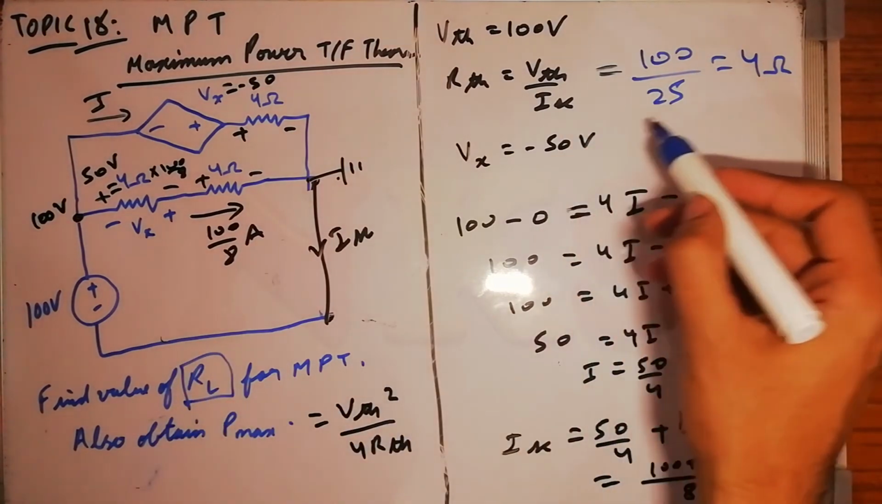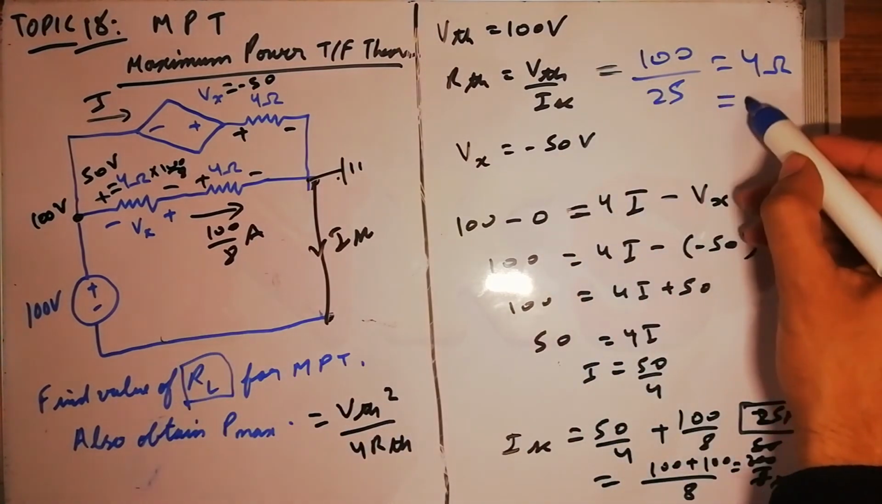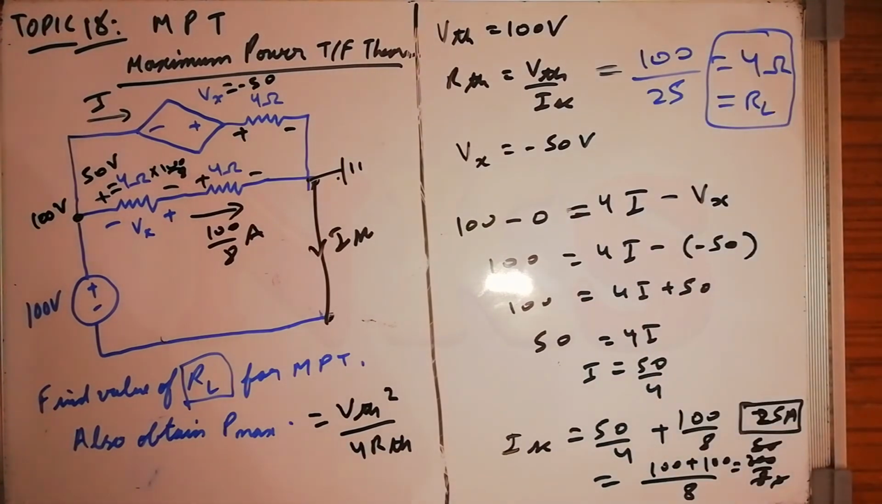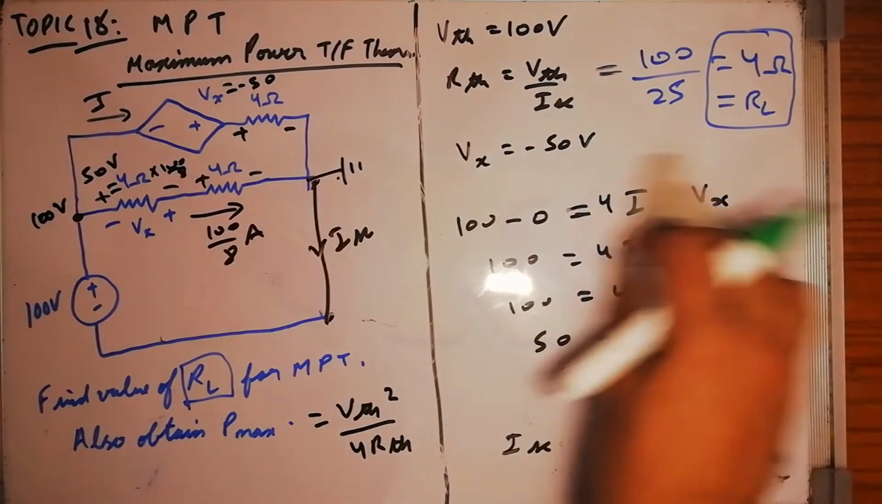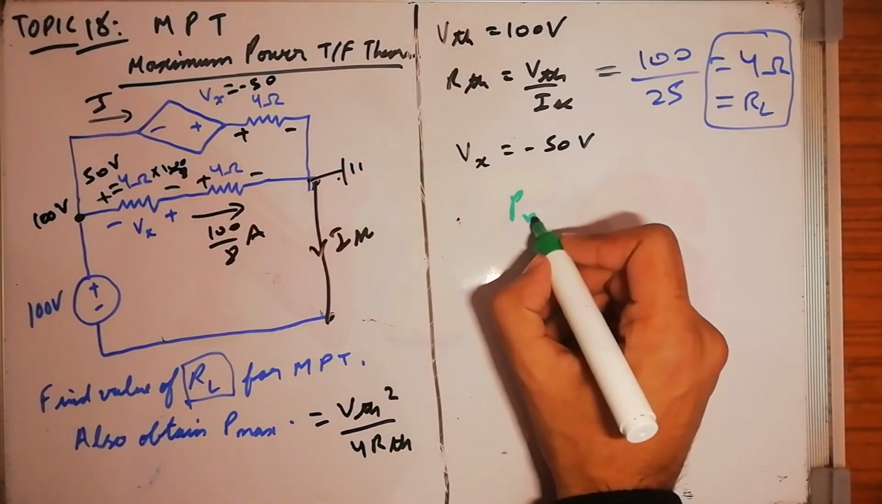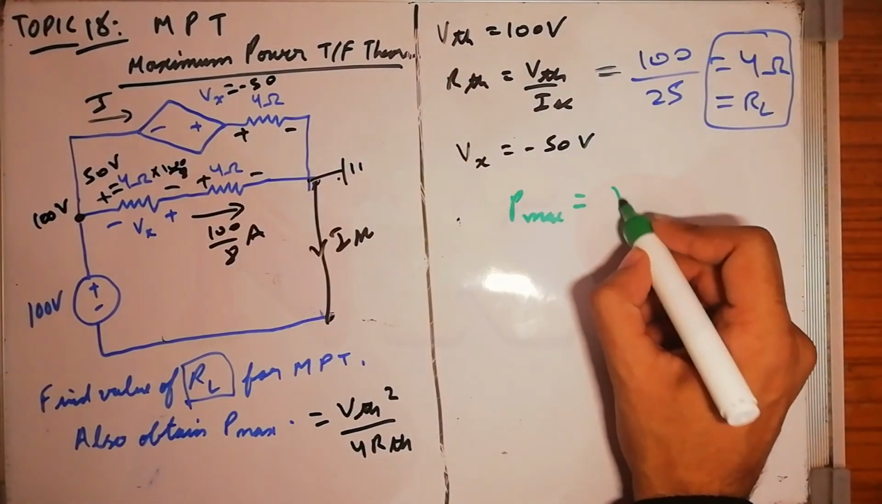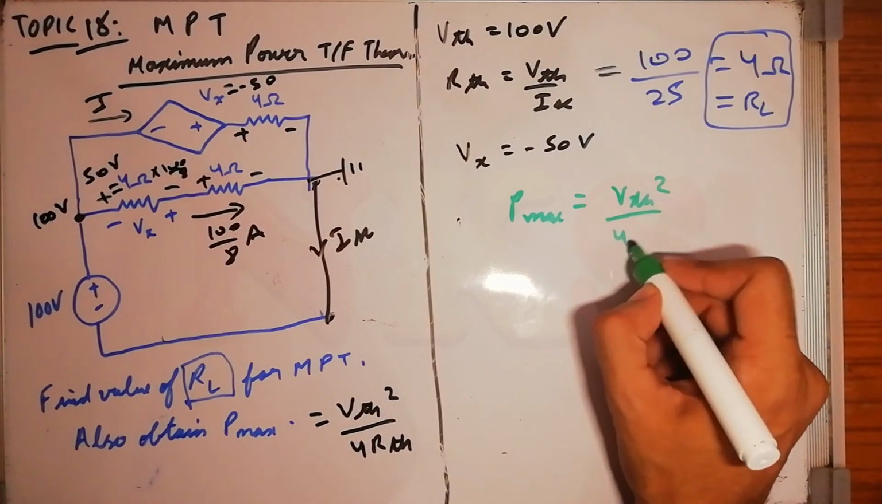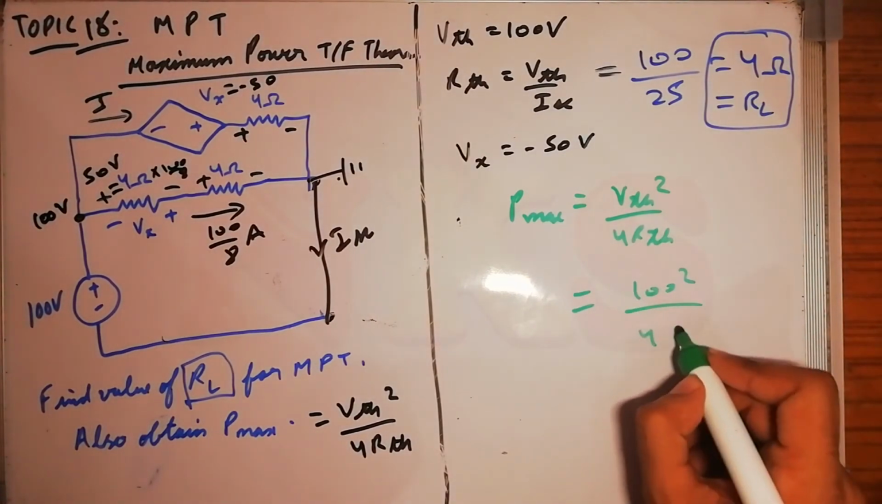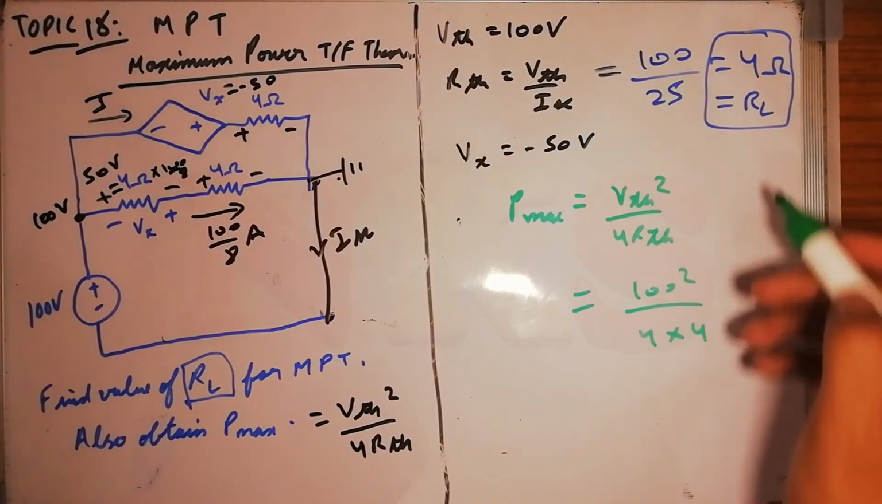For maximum power transfer, this RTH should be equal to RL. So my RL comes out to be 4 ohms. Now for maximum power transfer, what was the condition? What was the maximum power formula? P max is equal to VTH square by 4 RTH. So VTH is 100 square divided by 4 into 4, as RTH is 4.